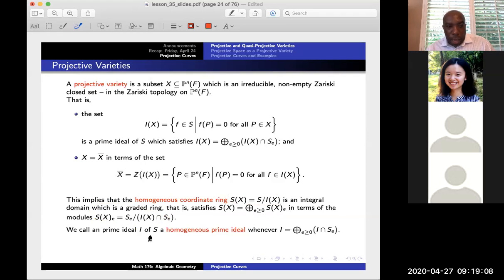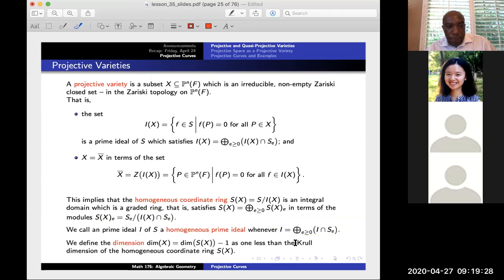Next, we say that I is a homogeneous prime ideal whenever we can write our ideal in this way. So we can think of I as a graded ring, but the reality is we want to say that I is generated by homogeneous polynomials. So in the homework this week, you'll also see some properties of what it means to be a homogeneous prime ideal.